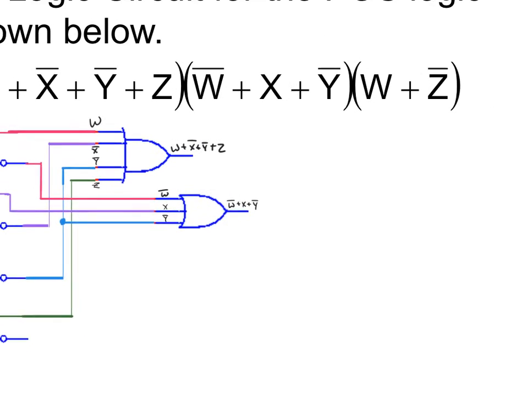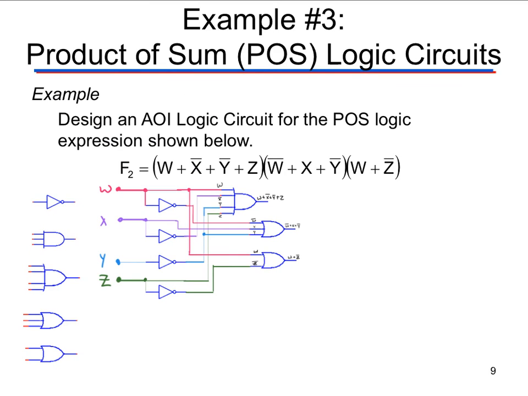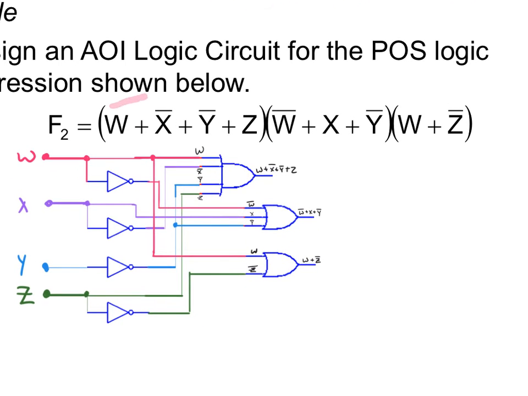All right, and if you look at the last one here, it is W or not Z. So we only have 2 inputs. We can just use the usual 2 input OR, and that's what the 2 input OR would look like. To finish this off, we have 3 different summations, 1, 2, 3, that are going to be put into a product together.